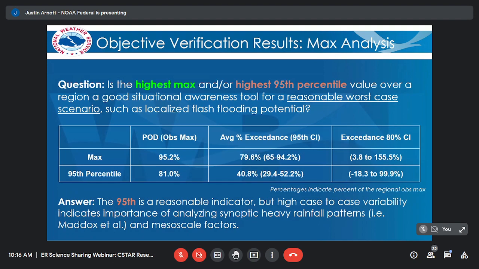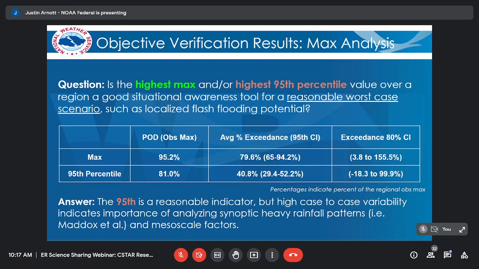Now, it's going to take me a second to describe this, but the probability of detection of the highest value in the domain is shown in the first column. And so you can see that 95% of the time, the ensemble max captures the observed max. 80% of the time, the 95th percentile captures the obs max. So clearly the probability of detection is a little less for the 95th percentile, as you'd expect. But the question that's not being answered there is, does it exceed it? Is it like double the max? And so it's not very useful to us. And that's what we'll try to peel out next.